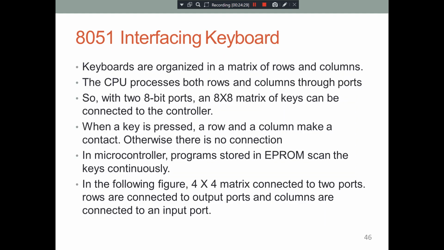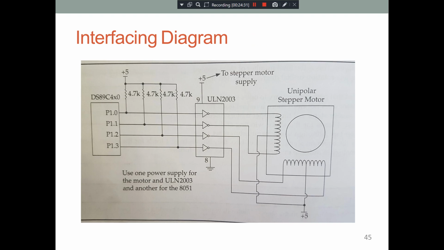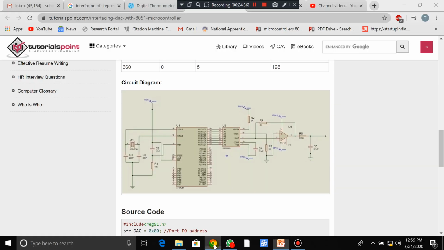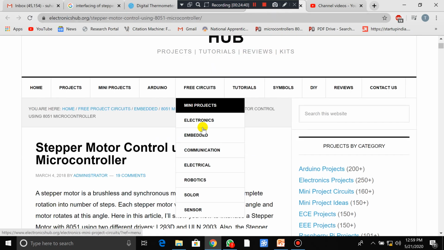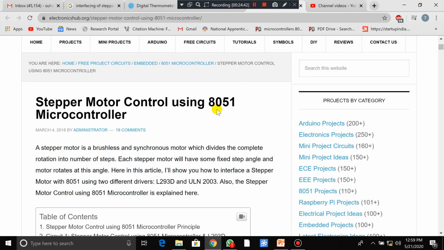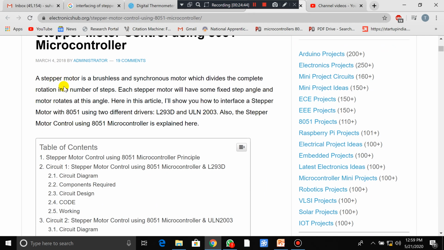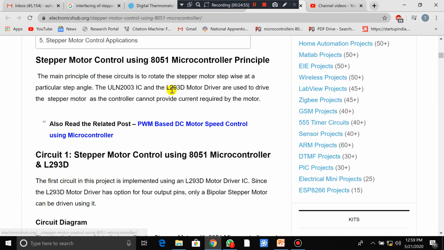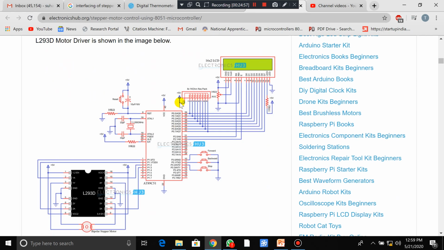So next is interfacing of keyboard. Before going to this, let us discuss the practical applications of the stepper motor using the 8051 microcontroller. As I already told, what is a stepper motor and what is the ULN2003: it is a motor driver. To drive the motor, this is a circuit diagram showing how we are going to use it.